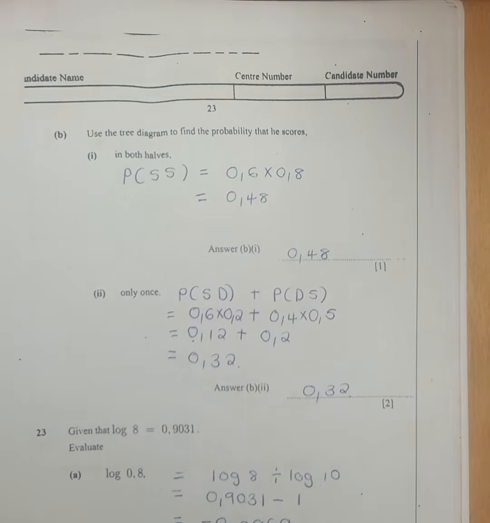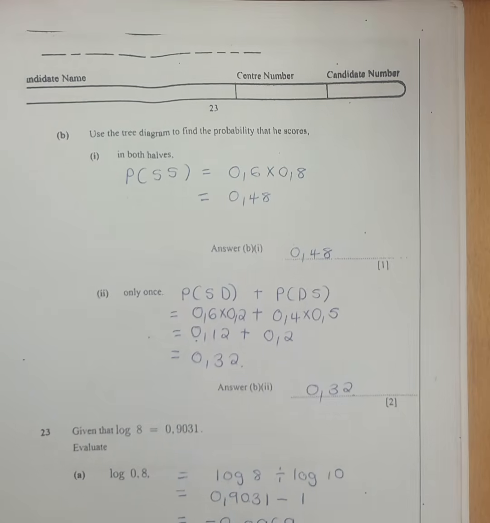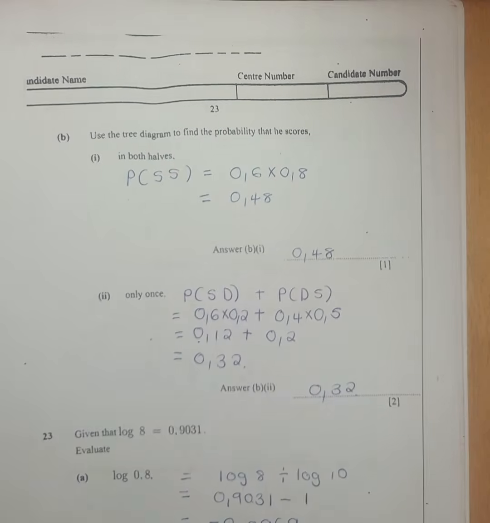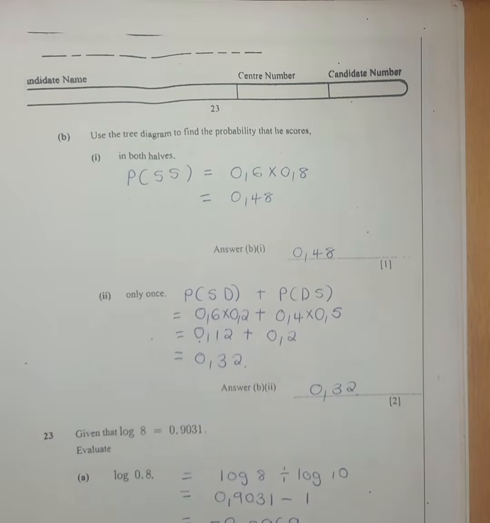And then on part 2, we are supposed to find the probability that he scores only once. This question is almost similar to November 2010, which we have done before. So the probability that he's going to score only once: either he scores in the first half and doesn't score in the second half, or he's not going to score in the first half and then scores in the second half. So we are supposed to use our probability tree diagram to find these probabilities, and we add.